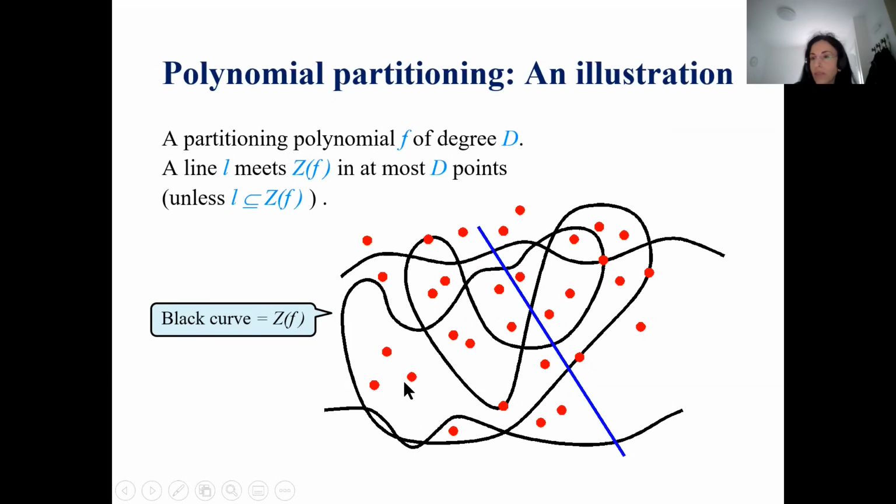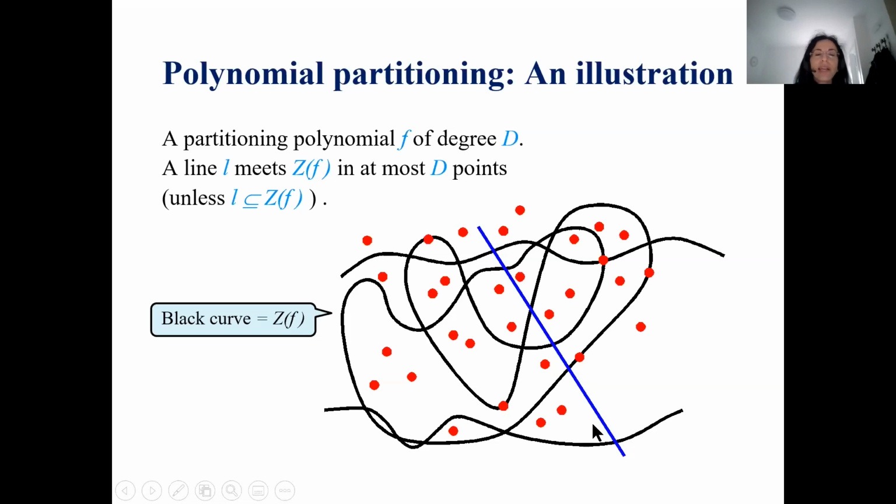Okay, so here is a two-dimensional illustration for polynomial partitioning. The red dots are the input points P. The black curve is the zero set of the partitioning polynomial f. Like you see, it intersects itself in many points. These points of intersection are also referred to as points of singularity. And the zero set forms a partitioning of the plane into cells. So the polynomial partitioning theorem of Guth and Katz tells us that in each of these cells, there are at most n over D^d, in this case D squared, because we are in the plane, points. Some points may lie on the zero set.